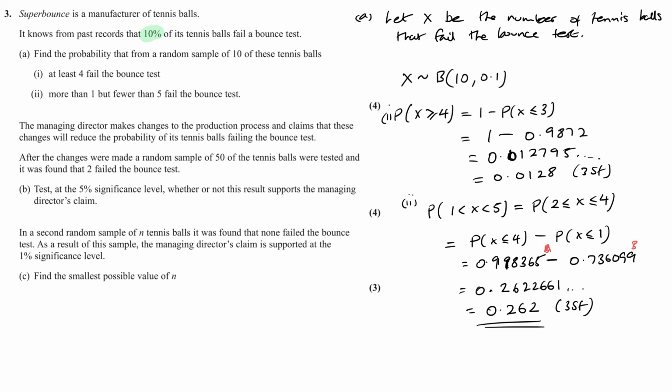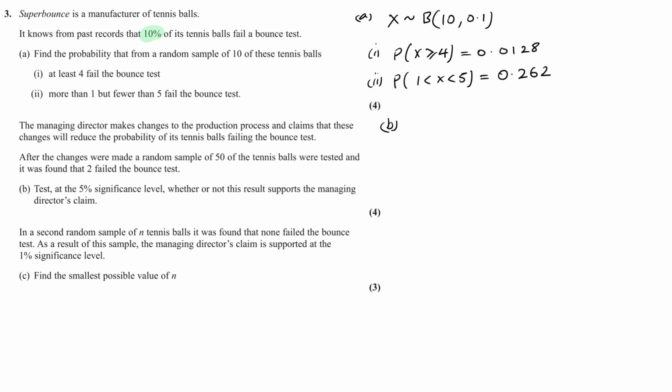Okay, before I go on to the next bit, I'm going to make a little bit of room. The managing director makes changes to the production process and claims that these will reduce the probability of the tennis balls failing. After the changes, a random sample of 50 were tested. Sorry, I'll just highlight these now in red. We've got 50 tested and found that 2 failed. Test at the 5% significance level whether or not this result supports the managing director's claim.